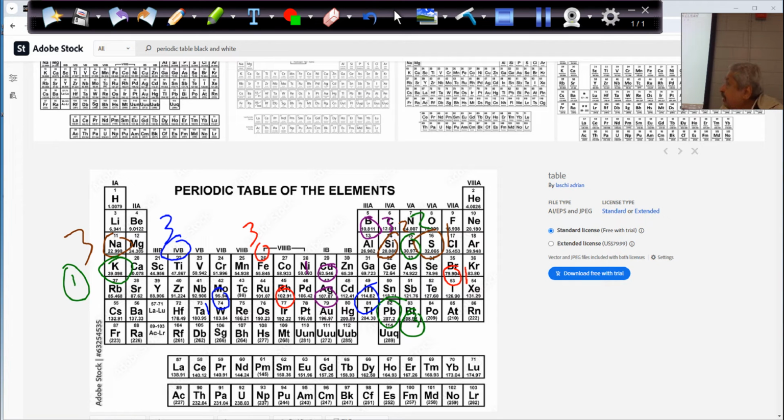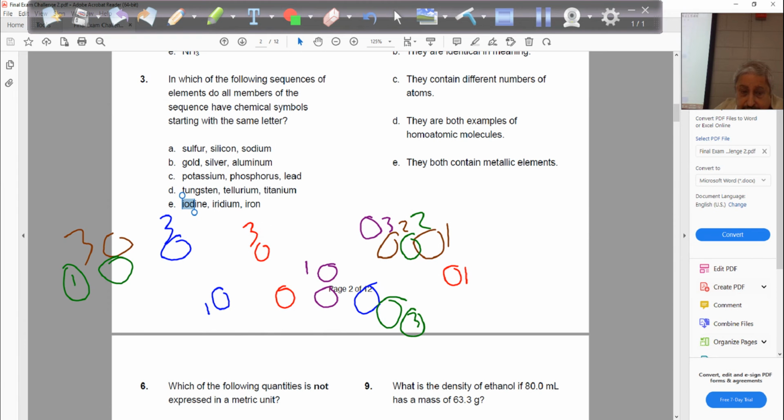If you look at the groups, the best one will be number 3. You have sodium, silicon, the same period, but they are not in the sequence. So unless we read the question wrong, we did not have chemical symbols starting with the same letter. So, well, the first one is there.